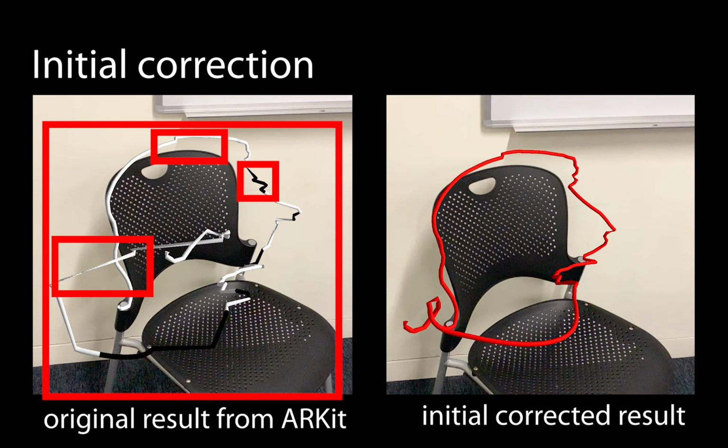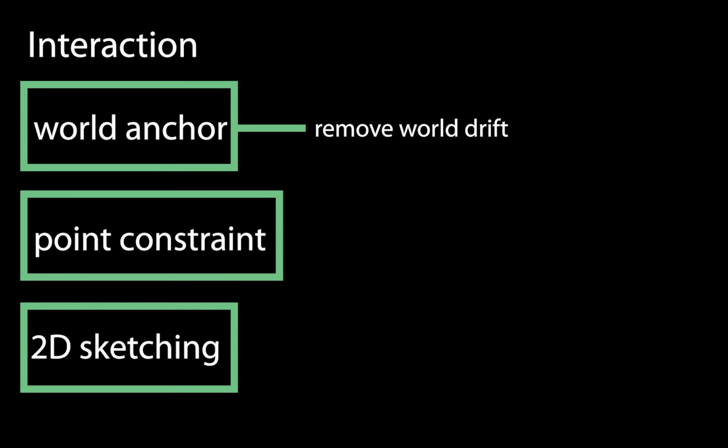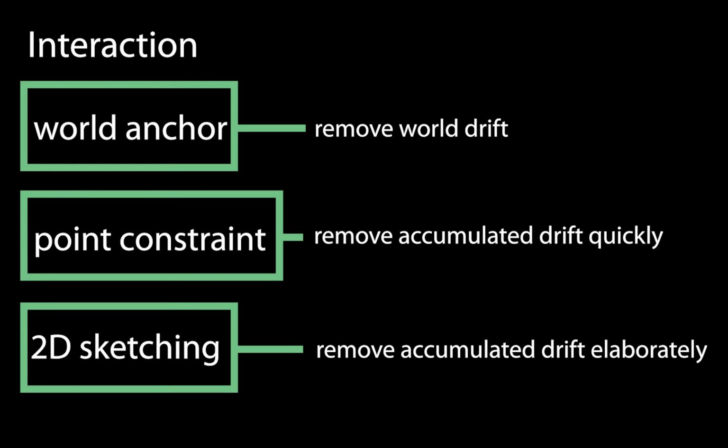Our system first provides an initial correction removing sudden and short-term track loss. For world drift and accumulated error, our system lets the user interactively correct them. The user can remove world drift by relocating the world anchor, quickly remove accumulated drift by adding point constraints, and use optional 2D sketching for elaborate refining.